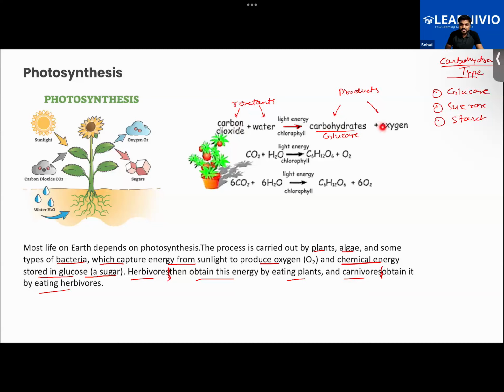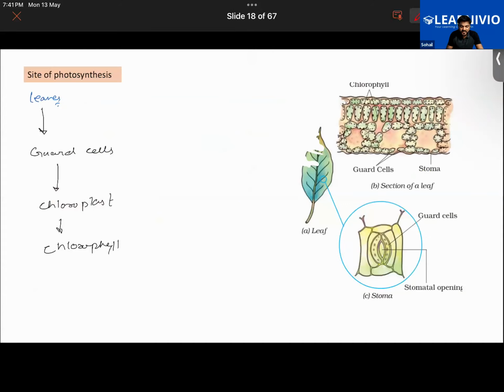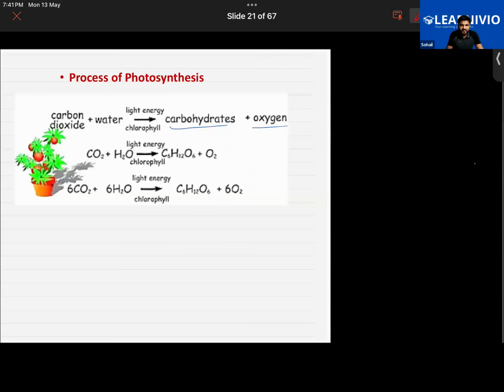So glucose and oxygen are the products formed in the process of photosynthesis. Whenever I ask you what are the ingredients required for photosynthesis to take place, the answer is carbon dioxide and water. And it will only happen during the daytime because of the availability of sunlight in the day hours only. So you have CO2, you have H2O, in the availability of sunlight. Where exactly is this process happening?